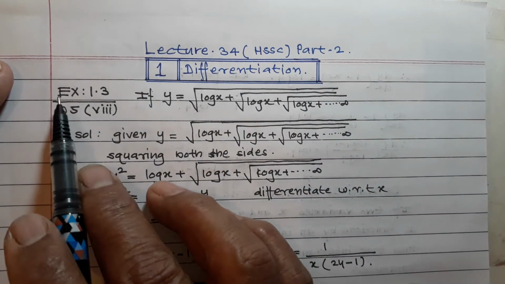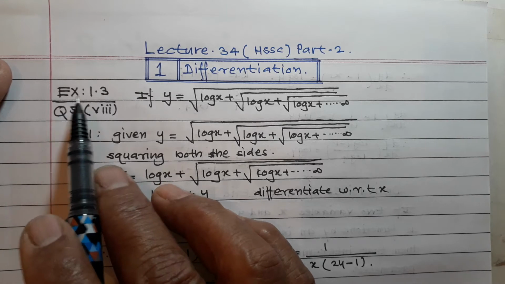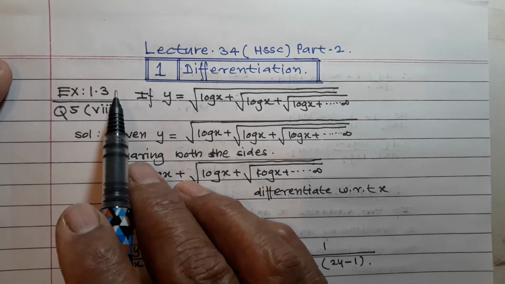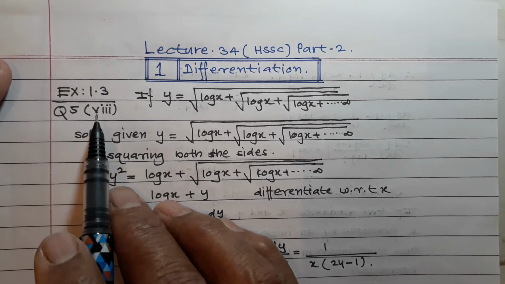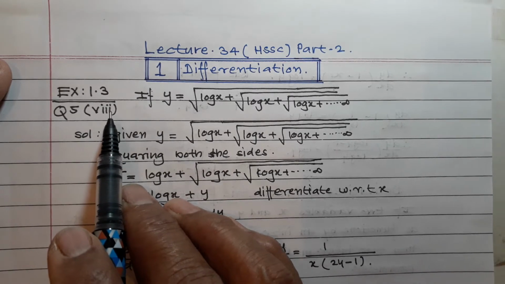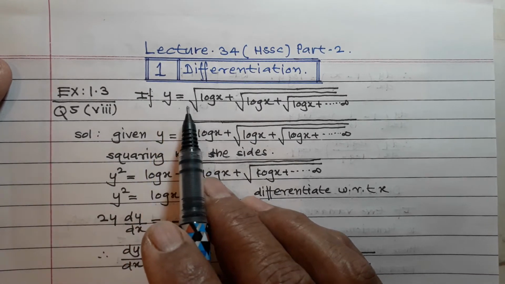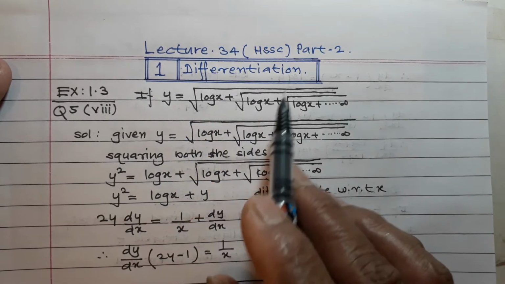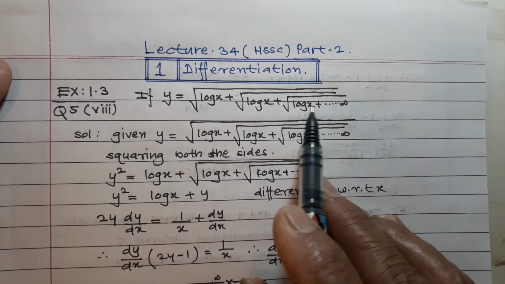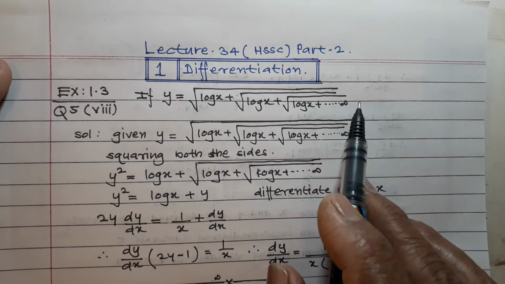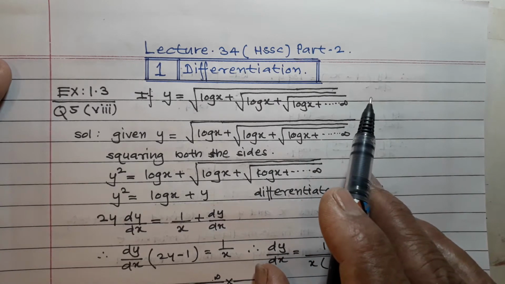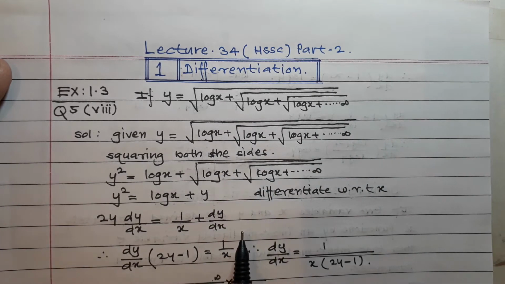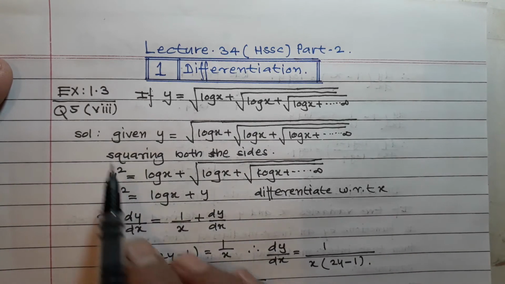In this lecture, I am going to explain some examples from Exercise 1.3, question number 5, 8. If y is equal to root log x plus root log x plus root log x plus up to infinity, same type of example, so try to understand.